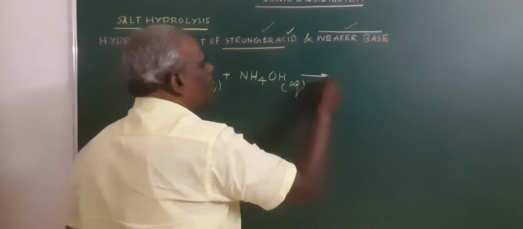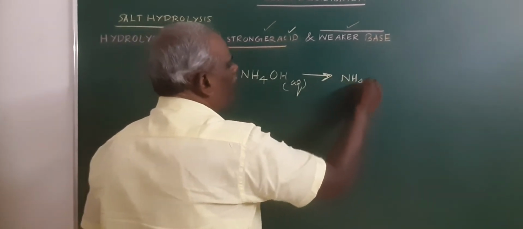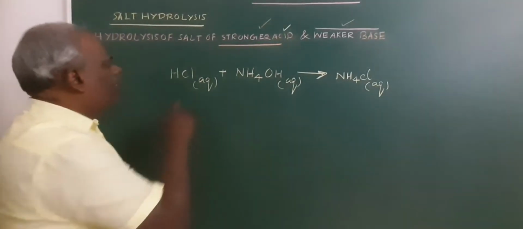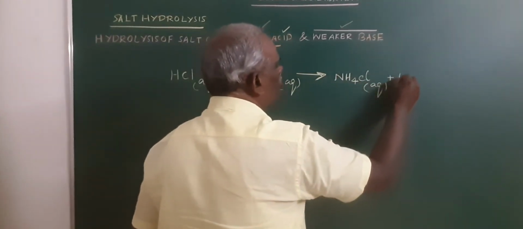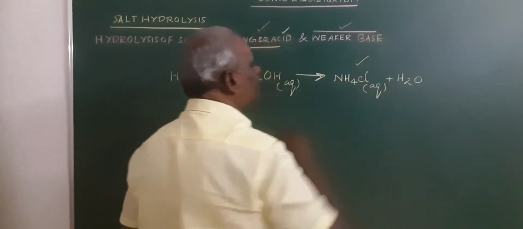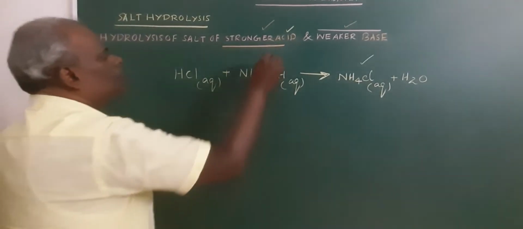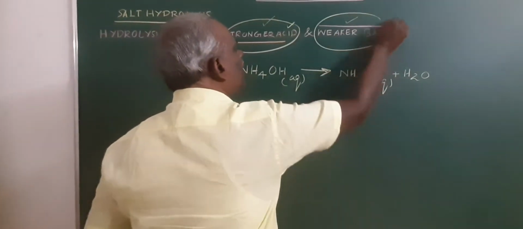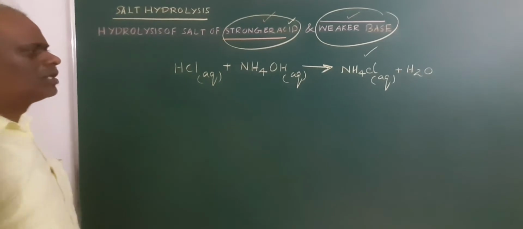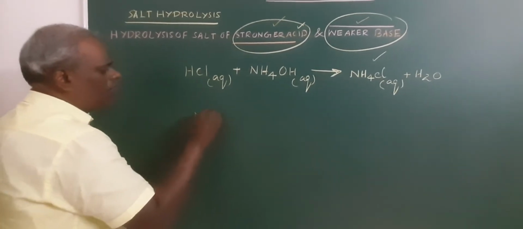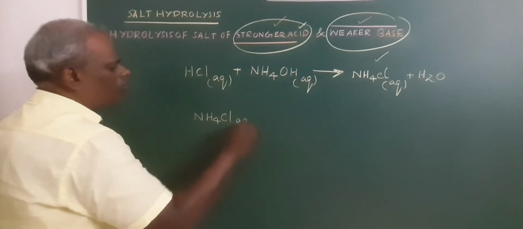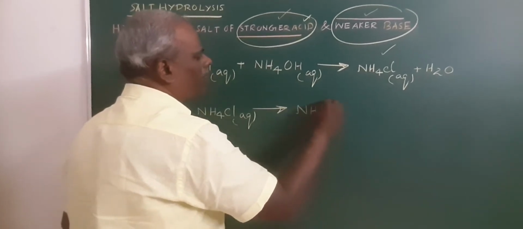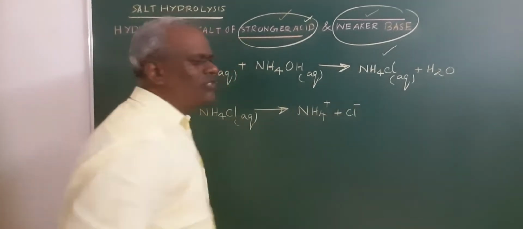So what is the product expected here? This is the compound formed: NH4Cl, the salt called ammonium chloride, and the H is reacting with OH to form H2O. So this is the best example of a salt formed from a stronger acid like hydrochloric acid and a weaker base like ammonium hydroxide. Once the salt NH4Cl is formed, in the aqueous solution of ammonium chloride, these are the ions formed, NH4 plus ion and Cl minus ion.